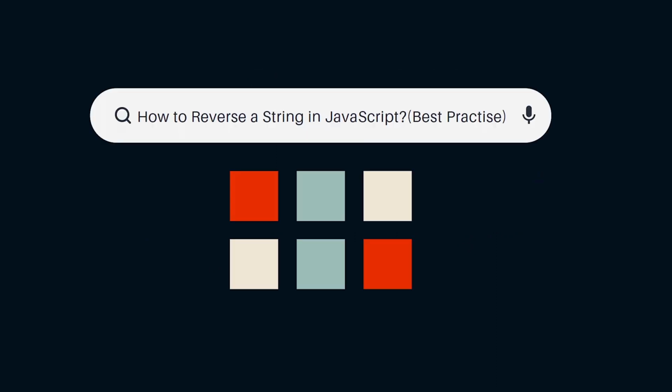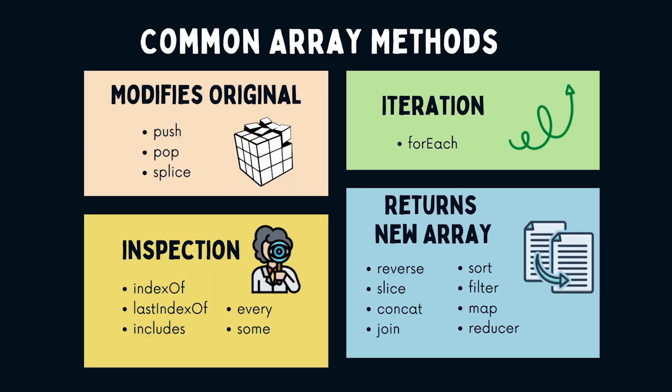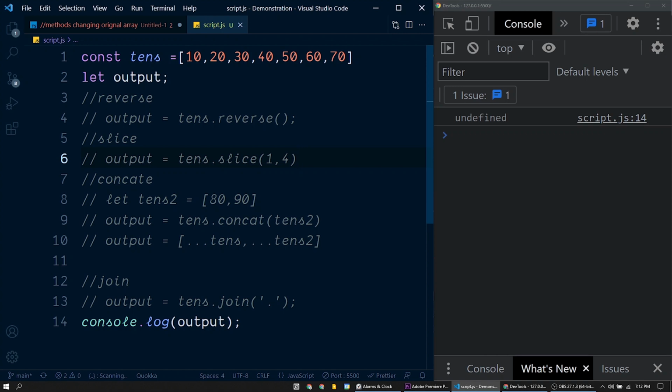Now let's try this exercise here. How to reverse a string in JavaScript using the best practice. Previously, we have discussed a recursive solution for this same problem. Now we are going to discuss a best practice for solving this problem. Actually, for a JavaScript string, there is no default reverse method like we have this reverse method for arrays. So we're going to solve this problem using array methods.